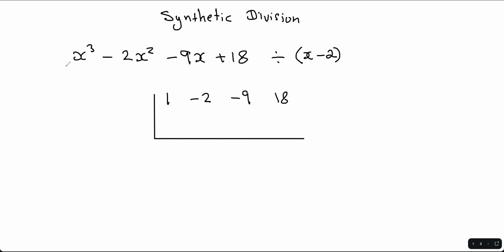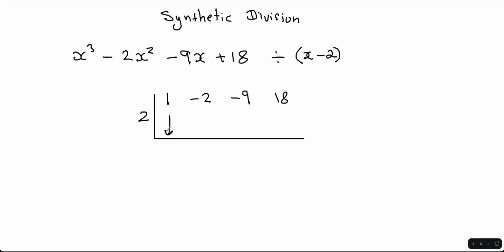Synthetic division. We're dividing this polynomial by x minus 2. So what we need to do here is write all the coefficients, which is the 1, -2, -9, and positive 18, right on top. Since you're dividing by x minus 2, then you put positive 2 here.